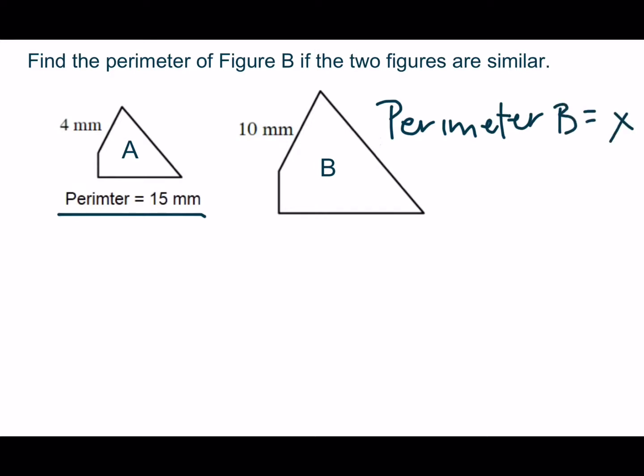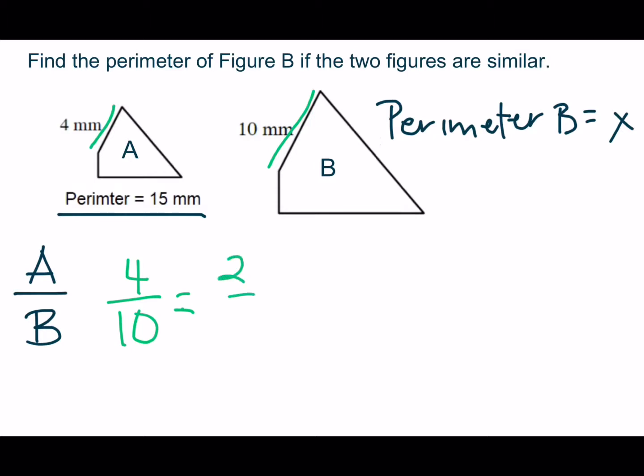We know that since these two figures are similar, the ratios of the corresponding sides is equal to the ratio of their perimeters. So let's set up these ratios. We'll start with figure A over figure B and their corresponding sides, which we know is going to be 4/10. And let's simplify that fraction again to make that easier for us to solve. That is going to be 2/5. And that ratio is the same as the ratio of their perimeters.